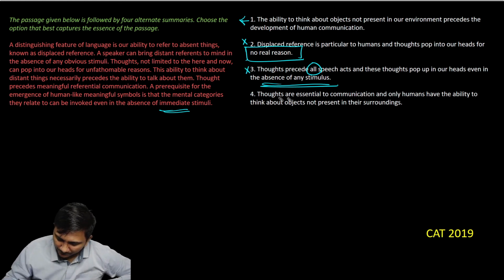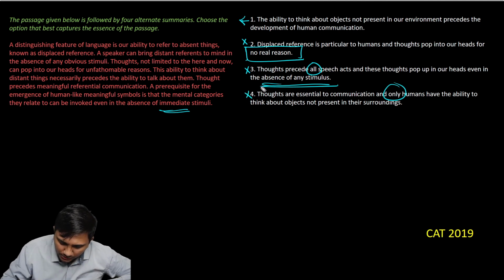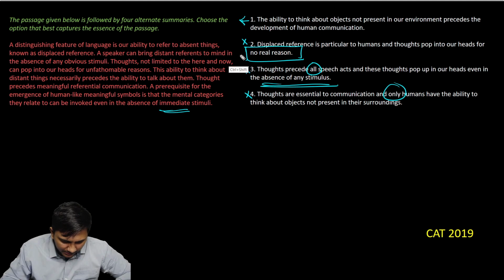Coming to the fourth one. Thoughts are essential to communication. Only humans have the ability to think about objects not present in the surroundings. We don't know about that. We cannot say only humans have the ability. We don't have support for that from here. That also goes out. So the best answer we have here is option 1.